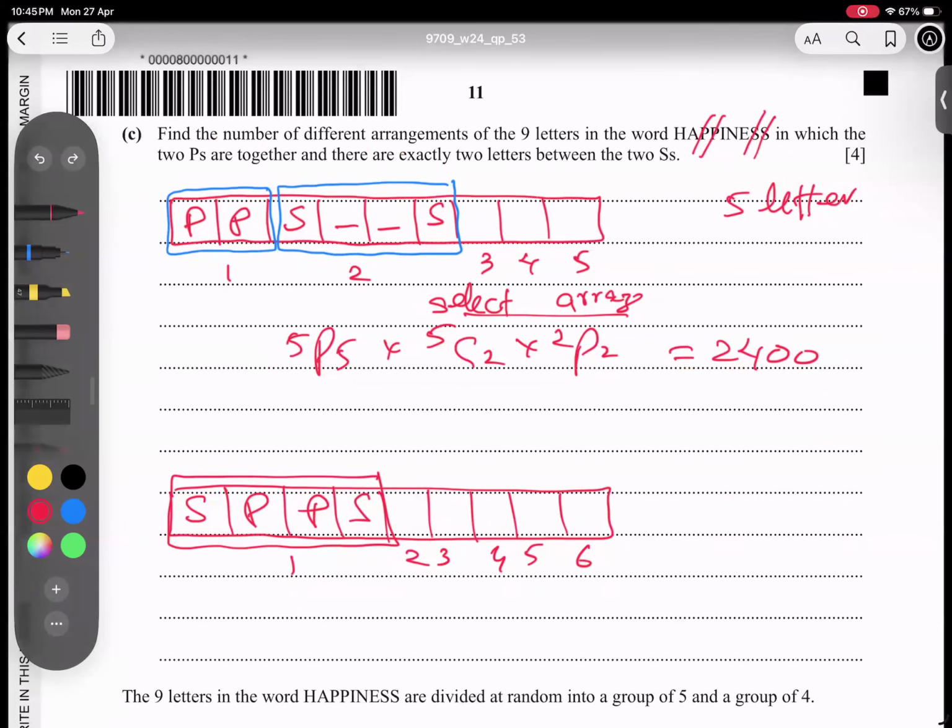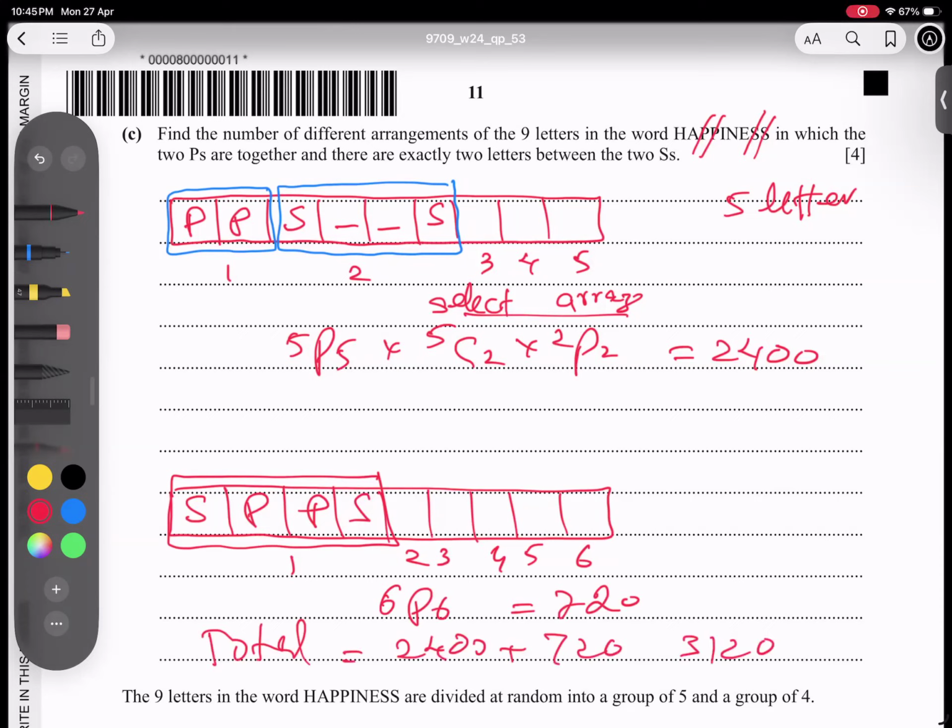Let's discuss the lower one. When we discuss the lower one, students, what situation do we have? We count this P together as one. So 1, 2, 3, 4, 5, 6, 7. We can say here we are getting 6P6. So 6P6 means we have 720. And total options we have how many? We have total options 2400 plus 720, and we are getting 3120.